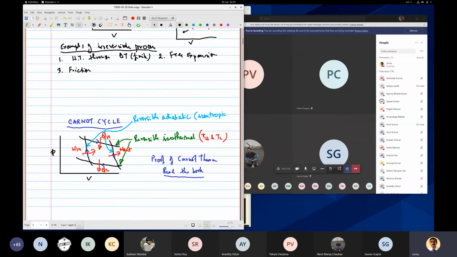So one of them is TH and one is TL. At TH, it goes from one point to another. Some pressure is changing, volume is changing, and you are adding heat, right? So volume is expanding when you are adding heat, and here the volume is decreasing when you are cooling it. So heating and cooling. So here only, isothermally, heat is being added.